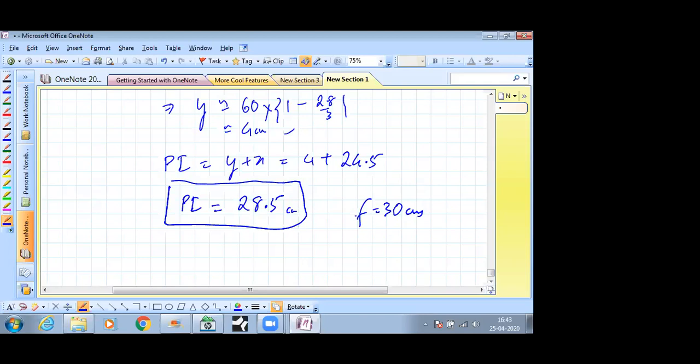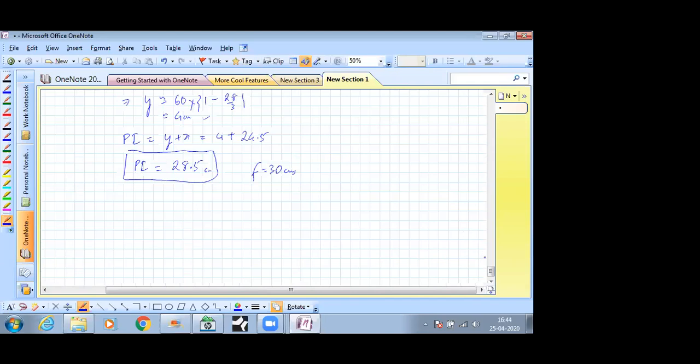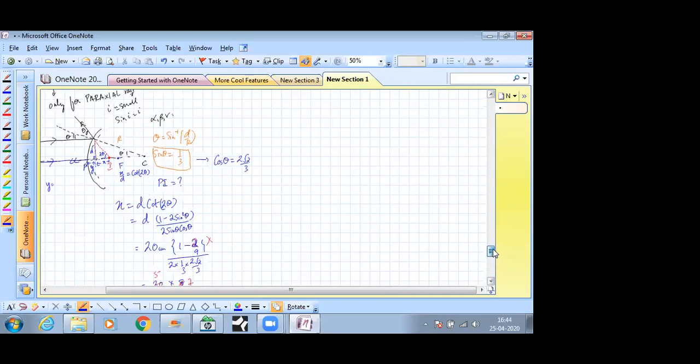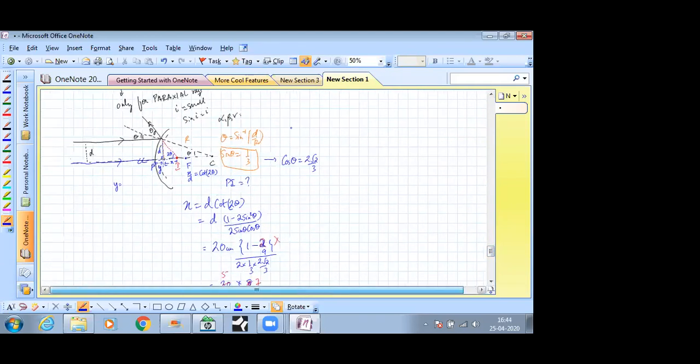So hope this calculation is clear. The calculation is lengthy, but the concept you can see is very simple, that we are just using the law of reflection. Just that the values of sine theta, cos theta, all took time. But the simple thing is this ray diagram. Just understanding this ray diagram is the key.